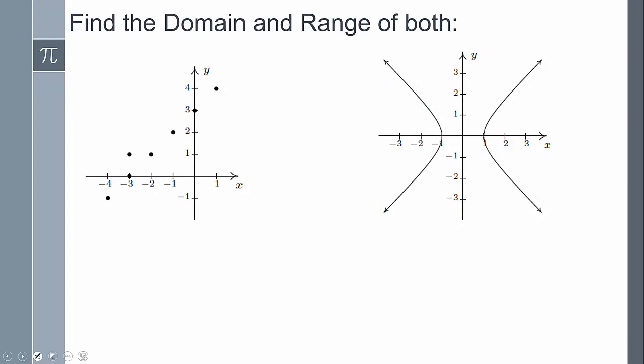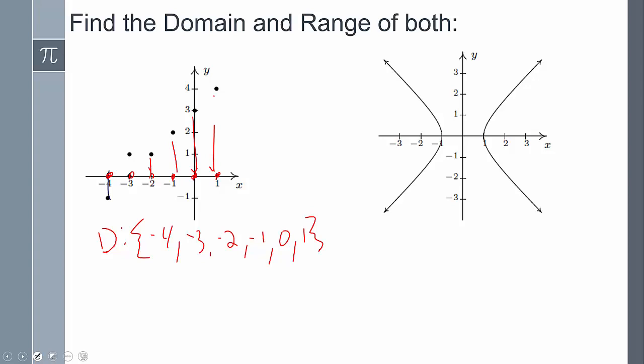So let's just say if I wanted to find the domain and range of both of these. I'm going to take all these values and project them onto the x-axis. So I'll say the red, I'm just smushing them on there. So that means that my domain here is just the values of -4, -3, -2, -1, 0, and 1.